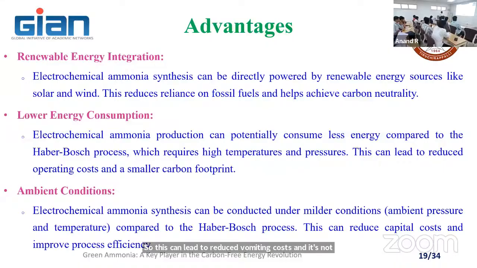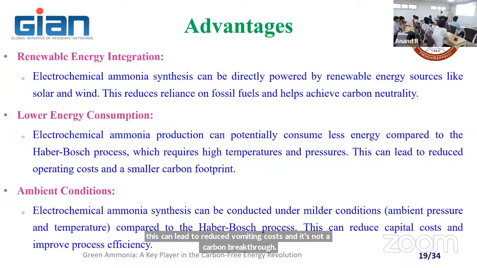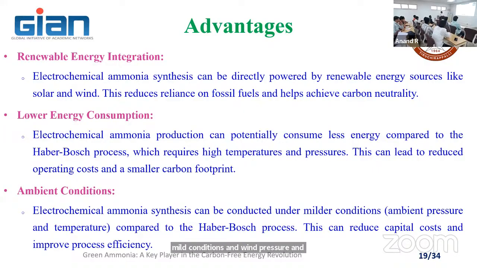Ambient conditions. Electrochemical ammonia synthesis can be conducted under mild conditions, ambient pressure and temperature. That is not possible in Haber-Bosch because we have to maintain the reactor at a high pressure, 200 to 300 bar. Here you can produce ammonia at ambient pressure and ambient temperature, even at 25 degrees or 35 degrees. This can reduce the capital cost and improve process efficiency.